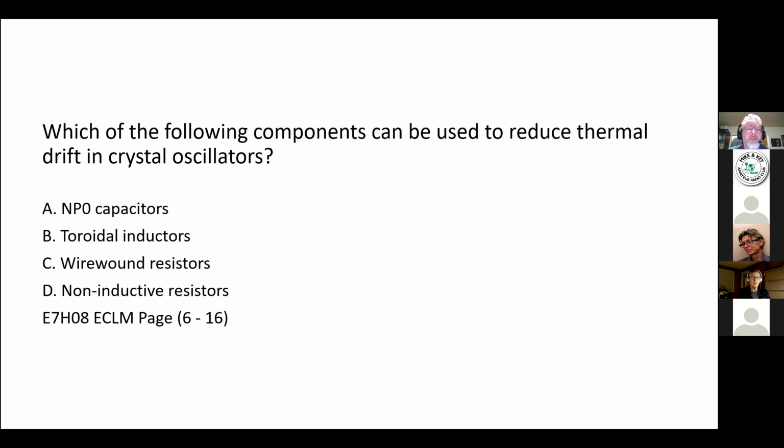Which of the following components can be used to reduce thermal drift in crystal oscillators? A, NP0 capacitors. B, toroidal inductors. C, wire wound resistors. Or D, non-inductive resistors. Alpha. Alpha is correct, and I learned something new again. NP0 capacitors.